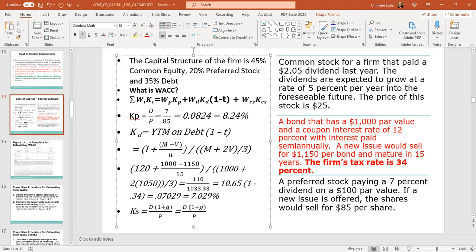All right. So let's see what we do here. The dividend last year was 2.05. So we change that to 2.05 and expected to grow 5%. So this will be 1 plus 0.05. And the stock is currently selling for 25. And so that is very easy. Can somebody give me the answer to that?